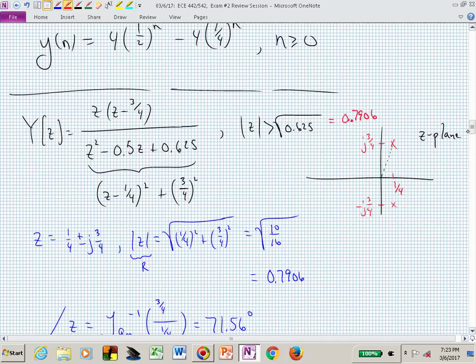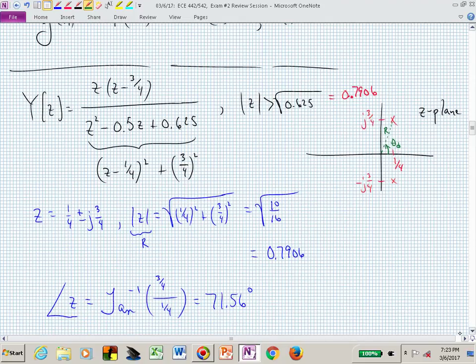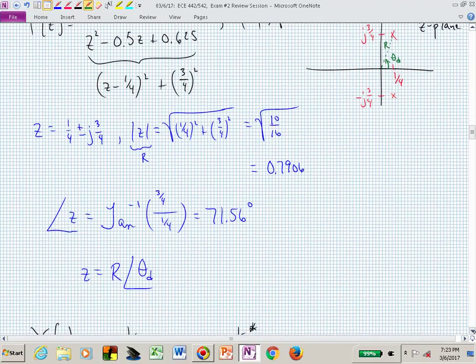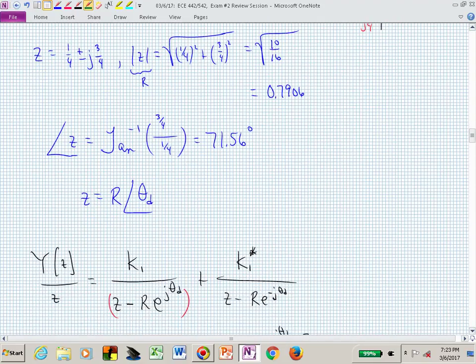And the angle that this is making, so this is now the radius r, and there's the angle theta sub d. And that angle is pretty big, it's 71.56 degrees. That's just the inverse tangent of 3/4 over 1/4. So that z is now some r at an angle theta sub d. And you can solve this many different ways. Let me just solve it using complex partial fraction expansion coefficients.